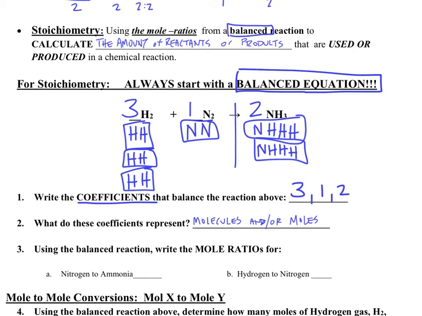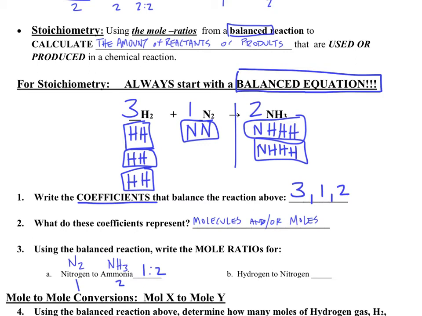So I want to write the mole ratios from nitrogen to ammonia. You have to be able to identify which is which. Nitrogen in my equation is N2. Ammonia is NH3. So how many nitrogens do you have for every ammonia? Nitrogen has a coefficient of 1. Ammonia, NH3, has a coefficient of 2. So my ratio is 1 to 2.